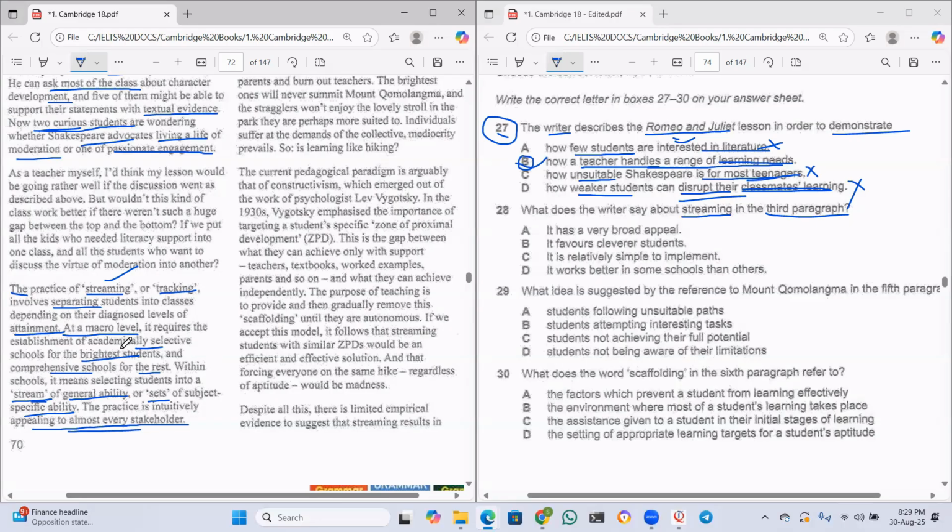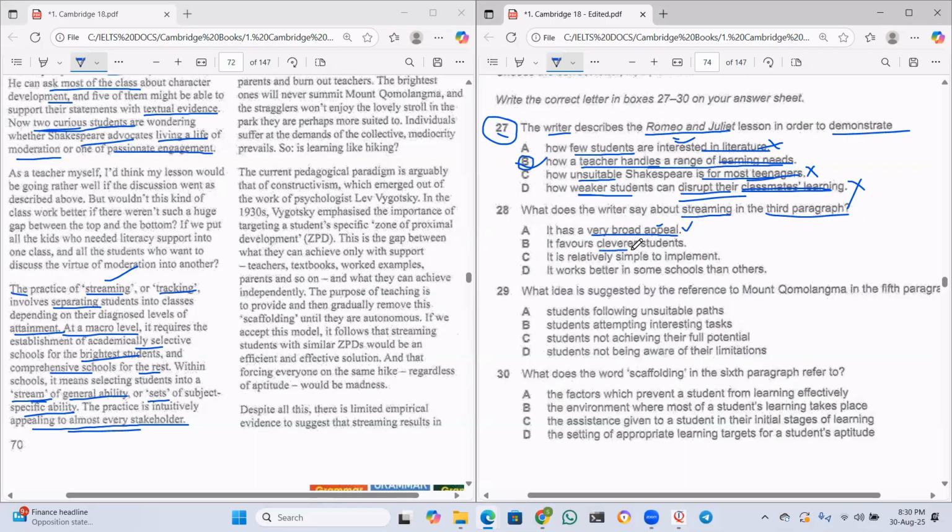Okay, let's read the options now. It has a very broad appeal. The practice is intuitively appealing to almost every stakeholder. Wow. So A might be, I'll keep A on hold. Let us read the other options as well.